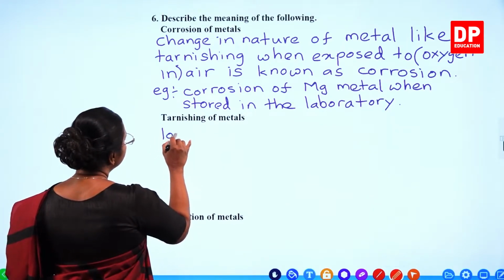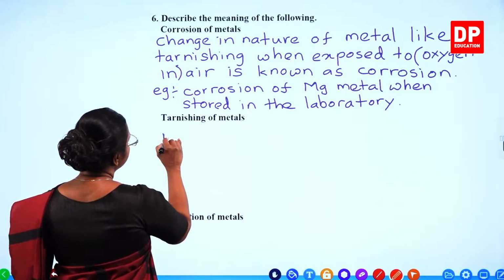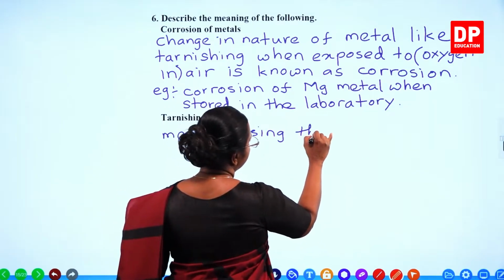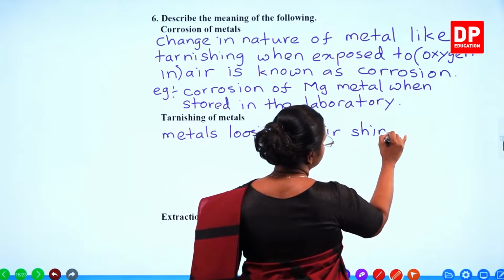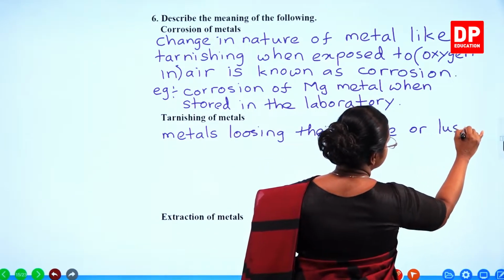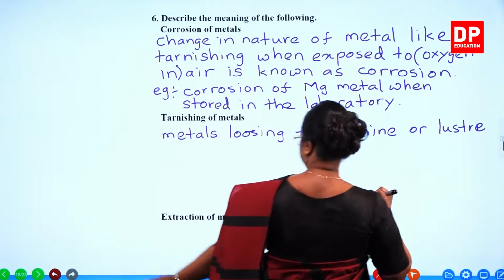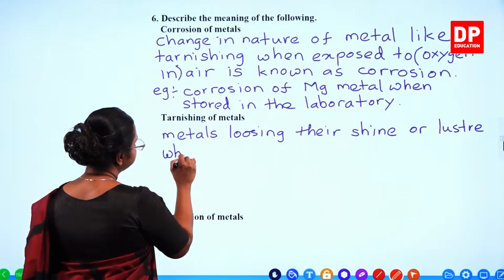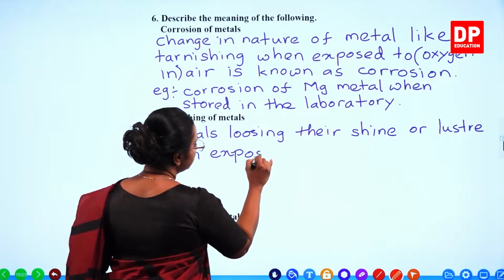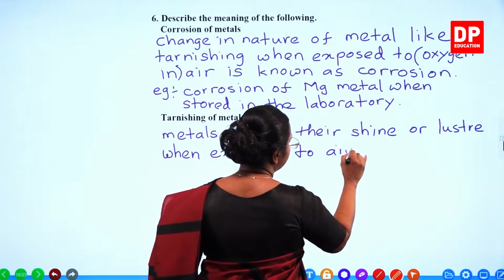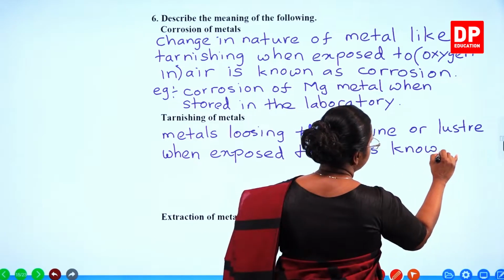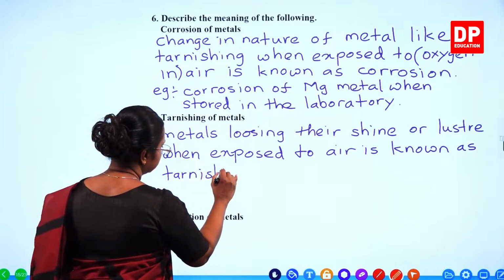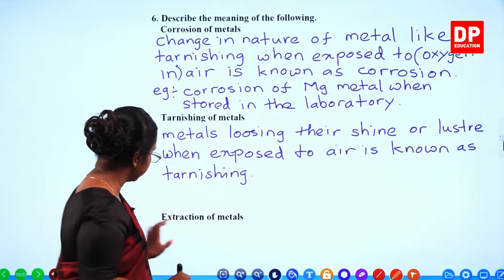So here we can say losing of metals, losing their shine, or what you can say luster, when exposed to air is known as tarnishing. So that is what we call as tarnishing of metals.